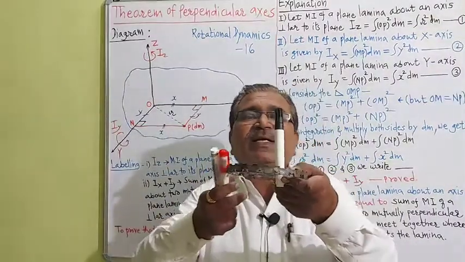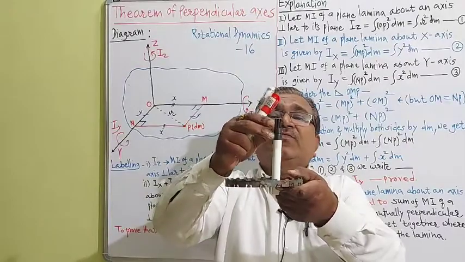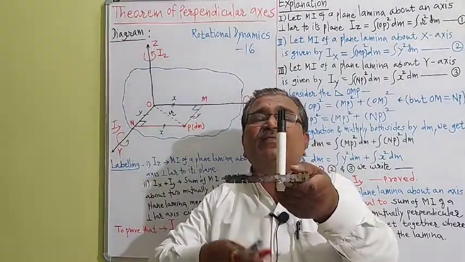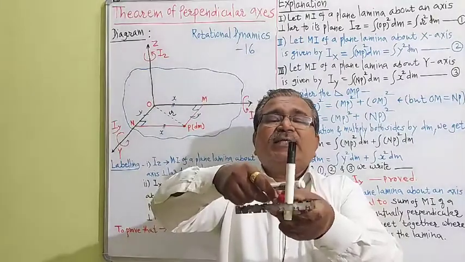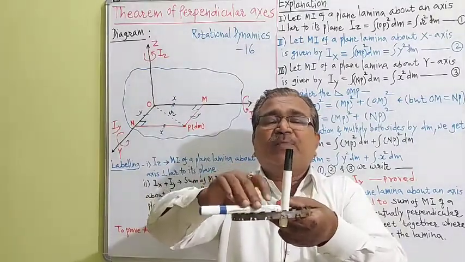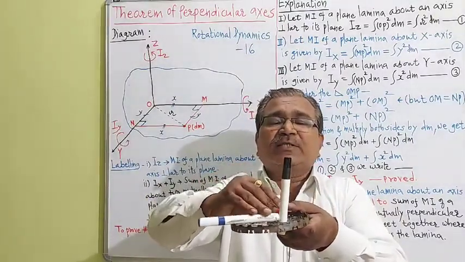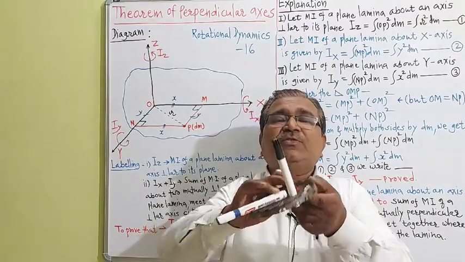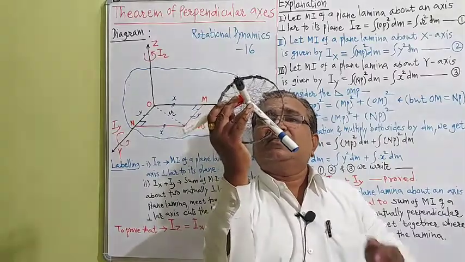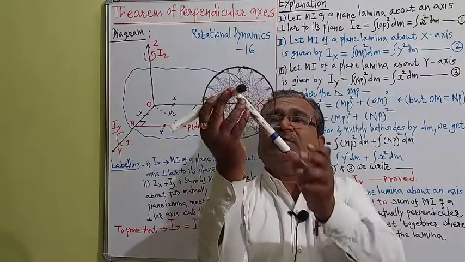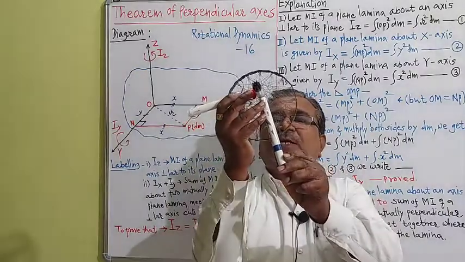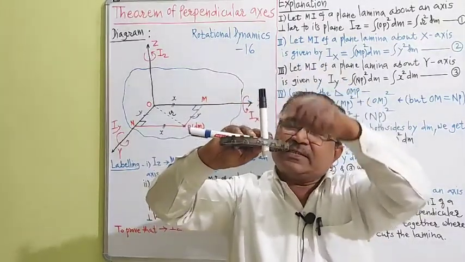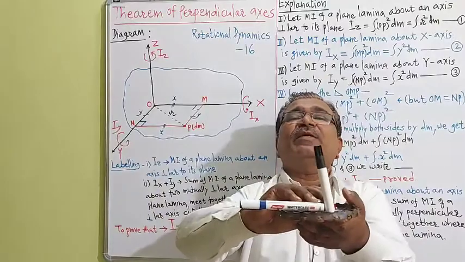Suppose this is a plane lamina. One axis is exactly perpendicular to the plane lamina. Another two axes are mutually perpendicular to each other like this. So this is the position of the axes. These two axes are mutually perpendicular, while one axis is perpendicular to the lamina.